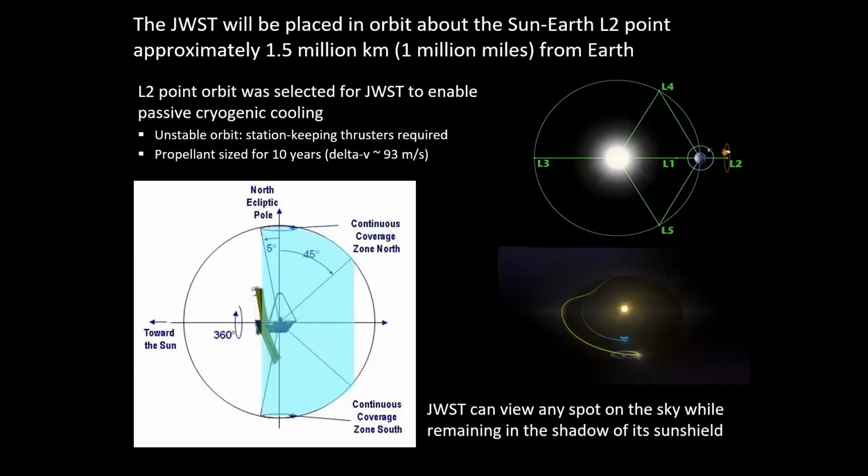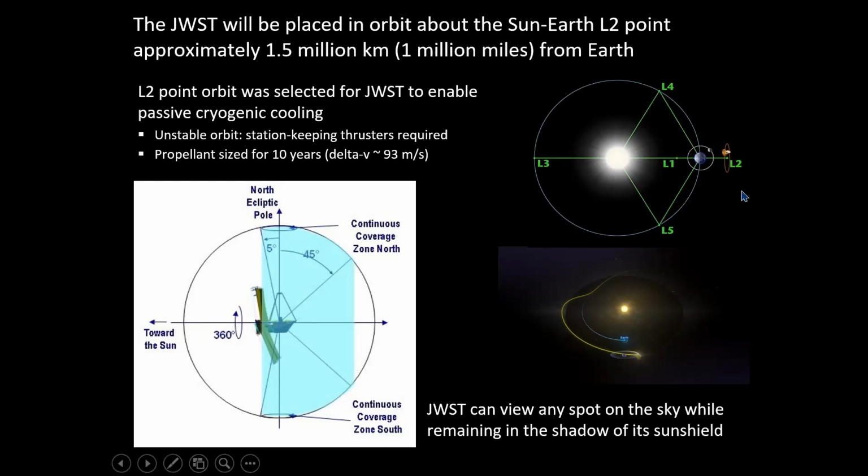First, let's take a look at how we solved the cooling problem. The Webb will not be placed in orbit about the Earth the way the Hubble Space Telescope is, but rather we will put it at a special spot in space called the second Lagrange point of the Sun-Earth system. That's a mouthful. We just call it the L2 point for short. And this point is about 1.5 million kilometers, or about 1 million miles in the anti-sun direction from the Earth.